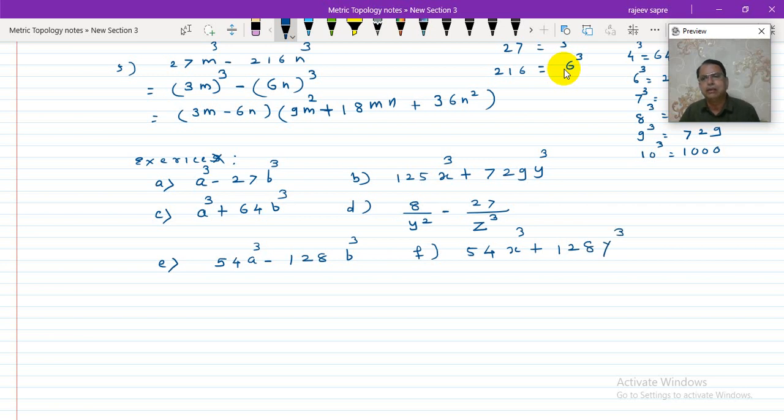See, you should be habitual for any variable. It is not always a and b. It can be x and y, it can be p and q, it can be y and z, anything. But the main issue is using that formula properly, right? So I hope you understood whatever is discussed in this lecture. We will continue in the next lecture.